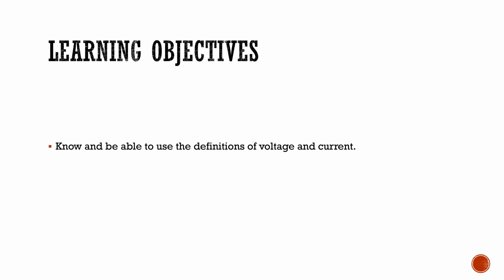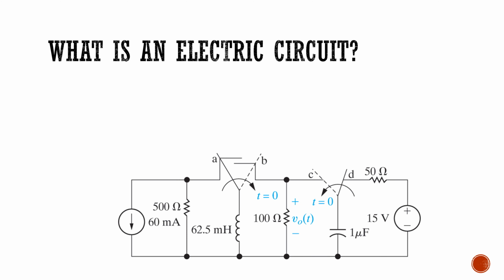We are looking at objective number 2, which is to know and be able to use the definitions of voltage and current. This is a circuit analysis class. What is an electric circuit?